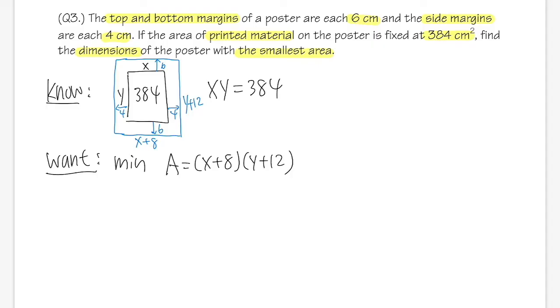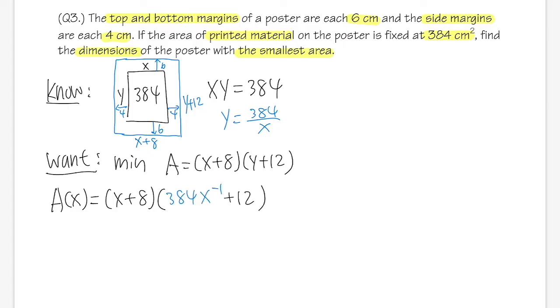Once we have the constraint equation and the equation that we want to get the minimum of, then we can just do the usual steps. So from the constraint equation, divide both sides by X. So we have Y equals 384 over X. And put it in here. So area will be a function of X, and that will be X plus 8 times the quantity 384 over X, which is the same as 384 X to the negative 1, plus 12.